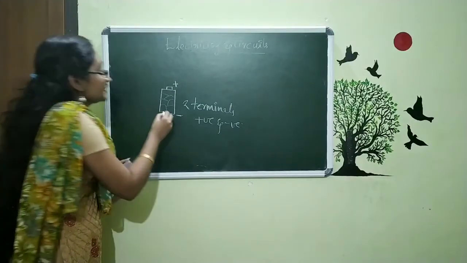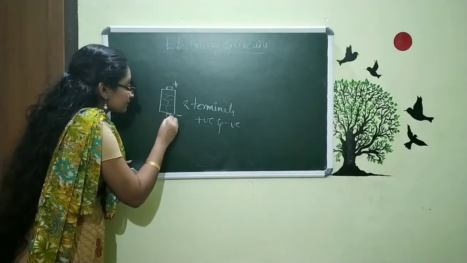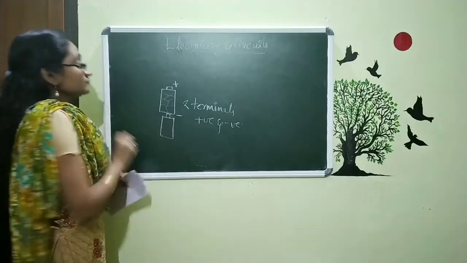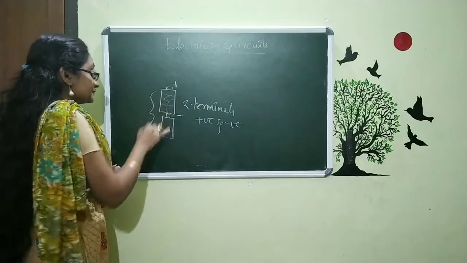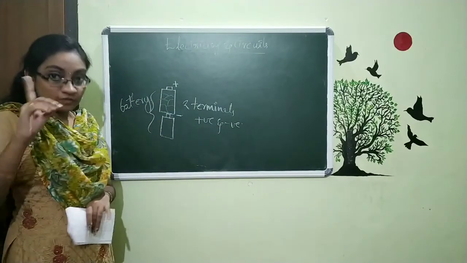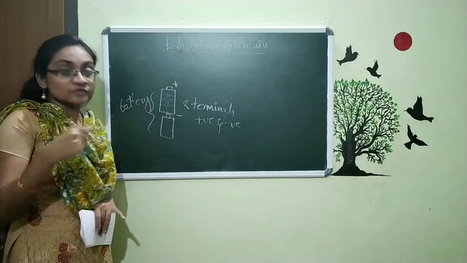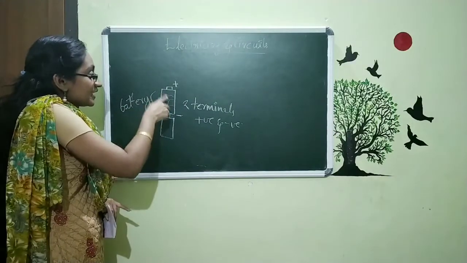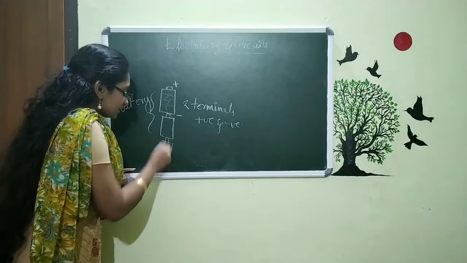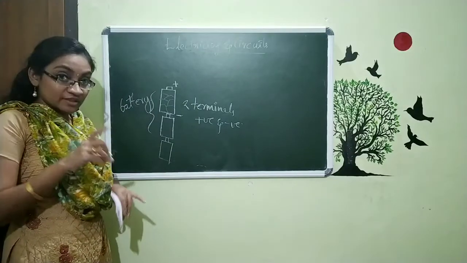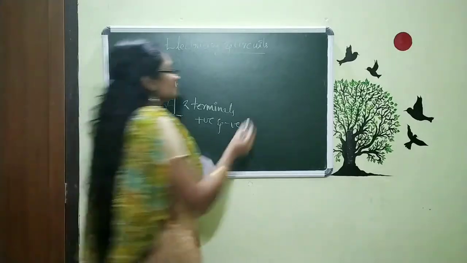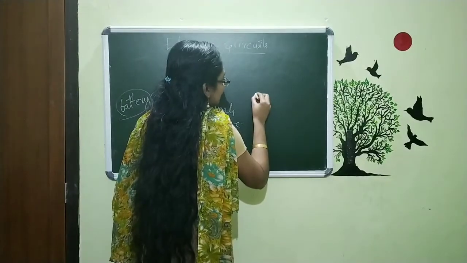So when we are adding more than one cell together, then I can call it a battery. So for one of this, it is called what? Cell. And when I am connecting two or more, I can connect three. So when I am connecting more than one, then I can call it a battery. And then we discussed the bulb.